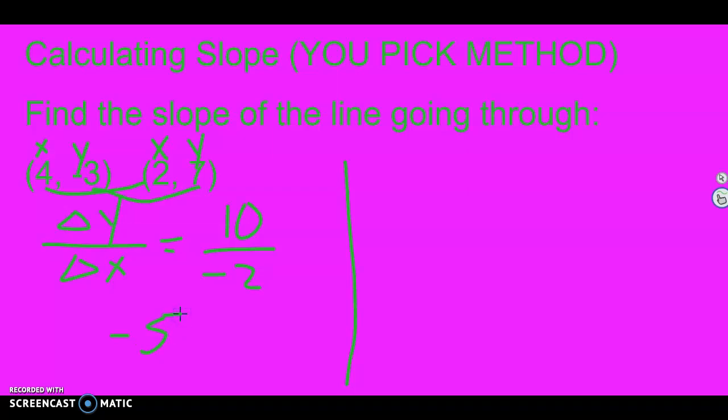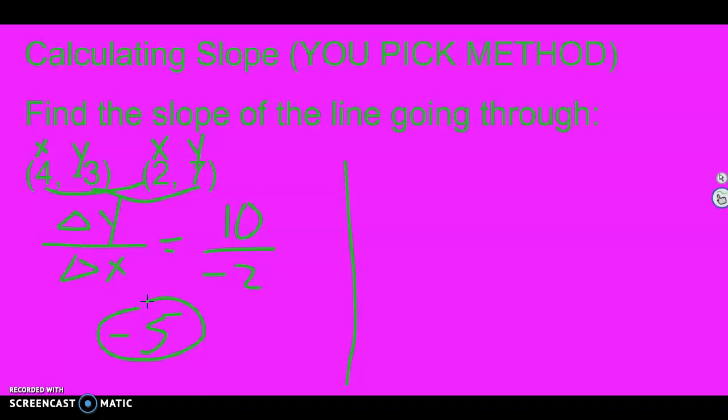Your slope will normally be a fraction, but in this case, because it reduces over 1, we can write it as a whole number, making our slope -5. All right, that's one way you can calculate slope, change in y over change in x. For those of you with good mental math skills, that's how a lot of you are going to want to look at it.